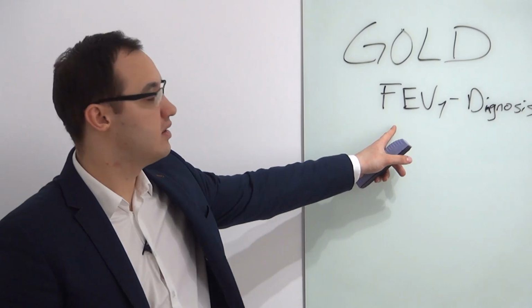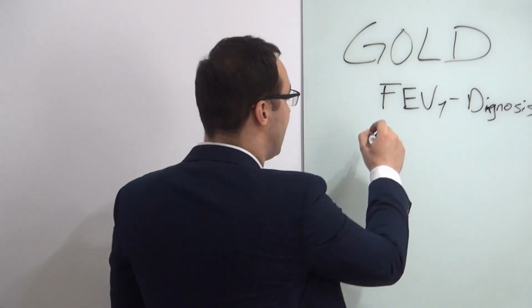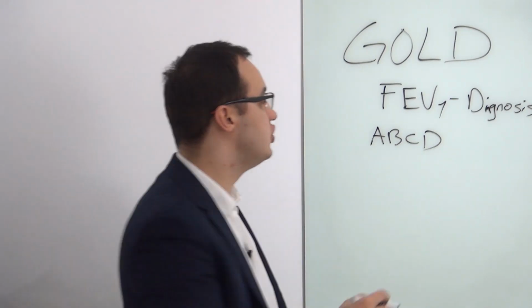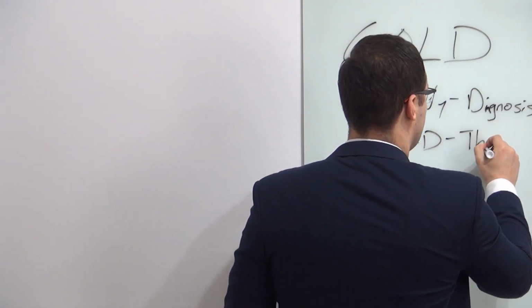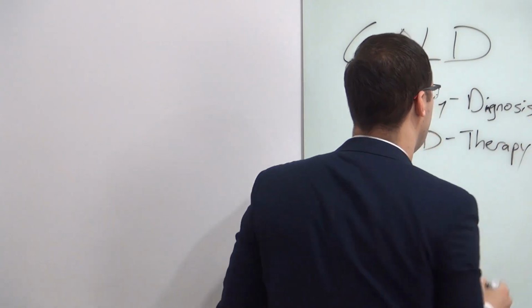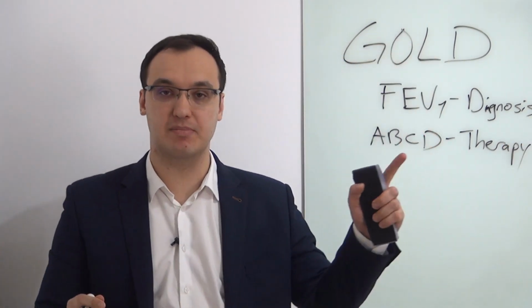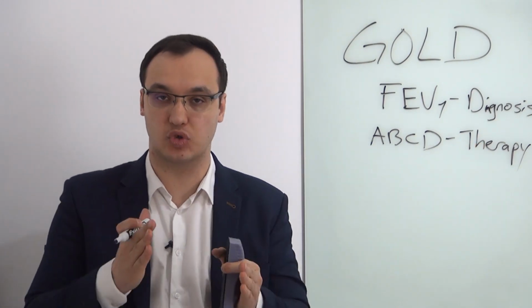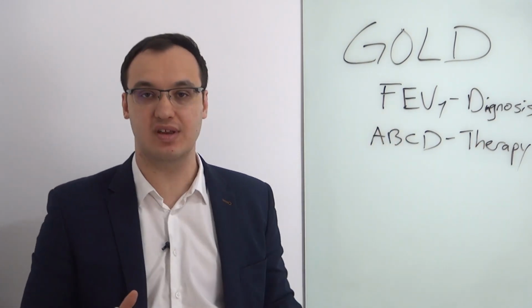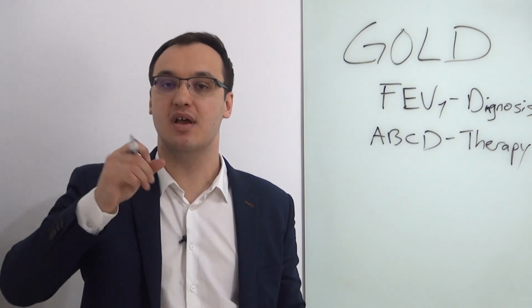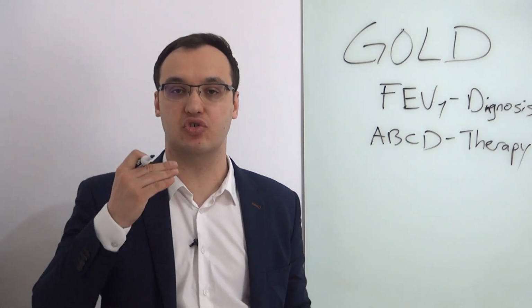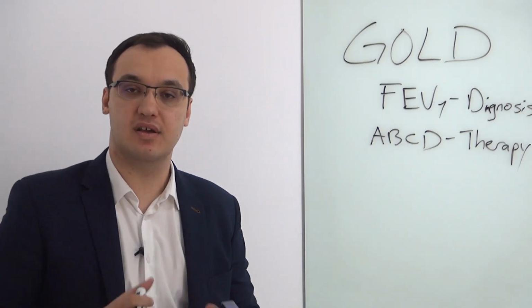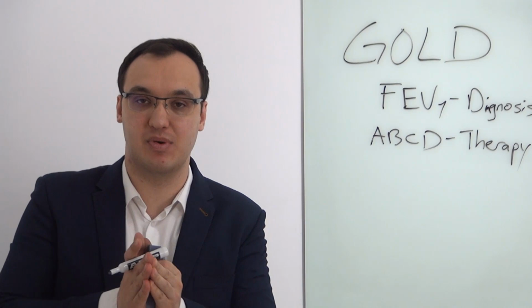The other one that we will use is something called ABCD. And this is used for the treatment, so therapy. So as you see, there are two classifications made by GOLD. The FEV1, forced expiratory volume in 1 second, will diagnose patients, and we use a spirometry device. This is a device that we can put in the patient's mouth, and then we can measure the volume. And the other one is ABCD, which is dictating which therapy we will use.